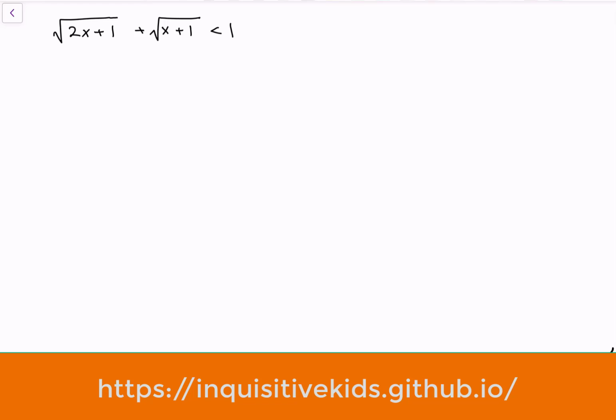Welcome to our next example of solving irrational inequalities. This problem is slightly different from what we've been doing before because now we have two radicals being added together on the same side of the inequality. But our first step is still the same. We have to find the domain restrictions on x. Everything that's inside a radical must be non-negative.